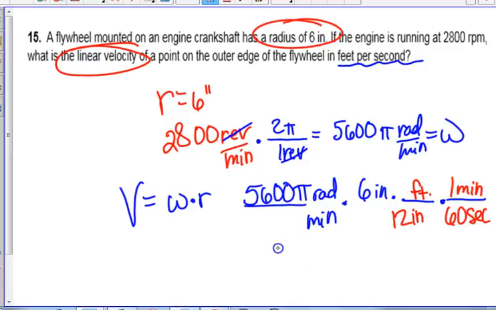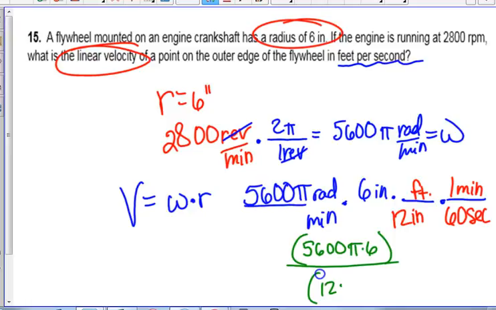If you were typing this in, if it was me, I would type the whole top in, and then I would type the whole bottom in, and then divide it, so I didn't get confused. Okay, 5,600 times pi times 6, and I do all that. And then I do 12 times 60, because those are both in the bottom. And then divide it. Anybody get an answer? I don't think it's right. 146.6. Yeah, it's 146 something, isn't it?